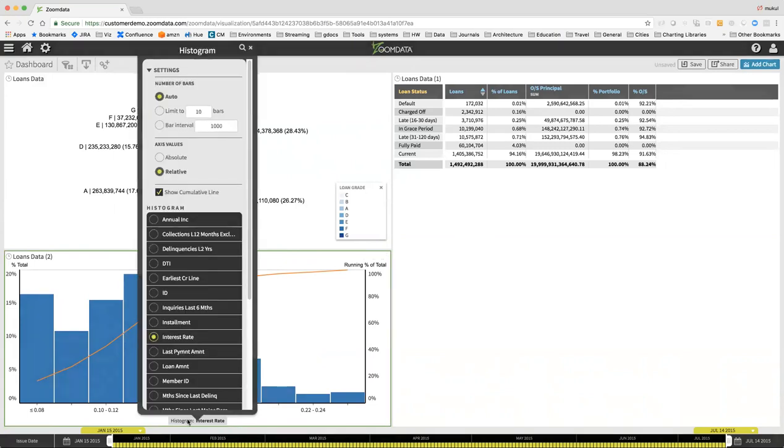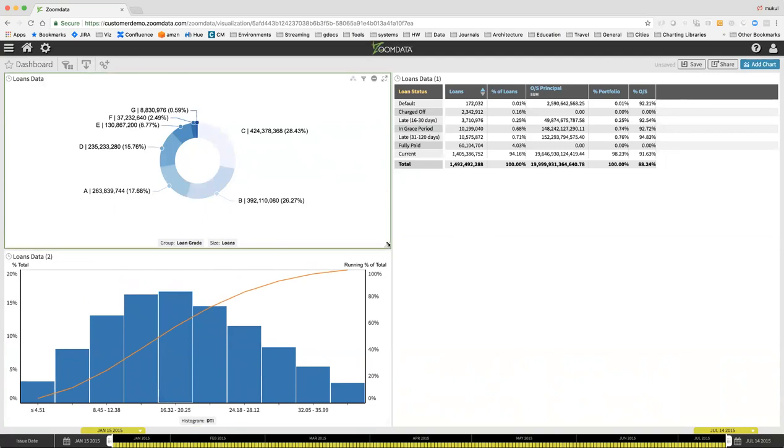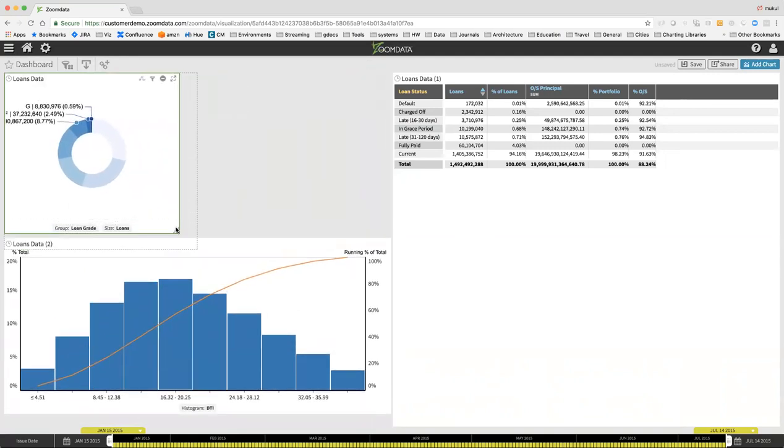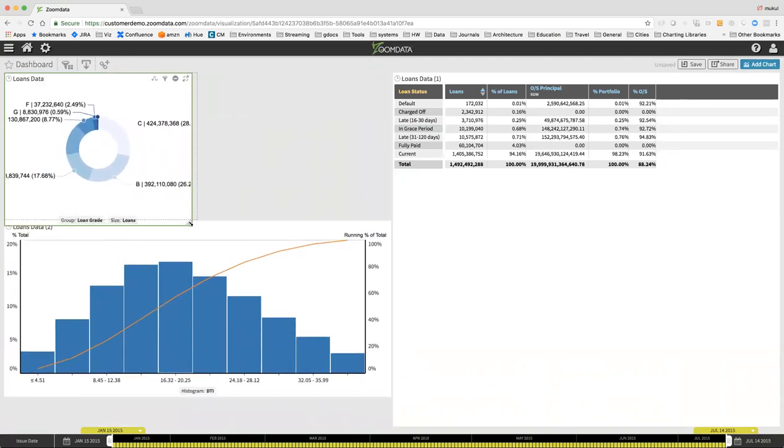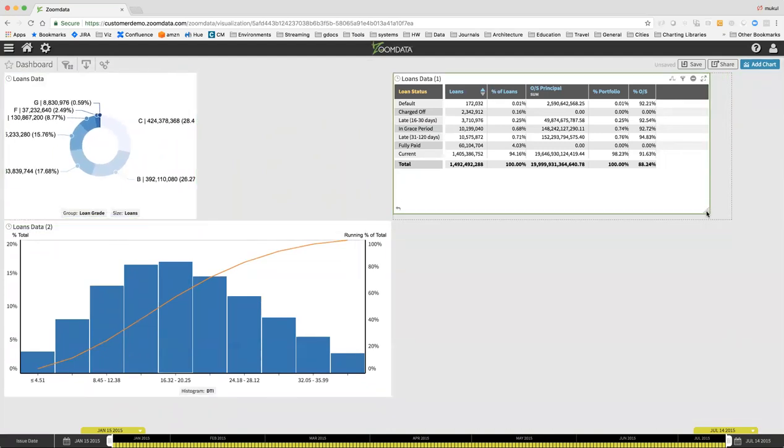But as an analyst, I always have the option to look at a distribution of a different numeric field. For example, let's say the debt to income ratio. And here I see a much more normalized bell curve type distribution. And so while this is happening, I can reorganize some of my content.